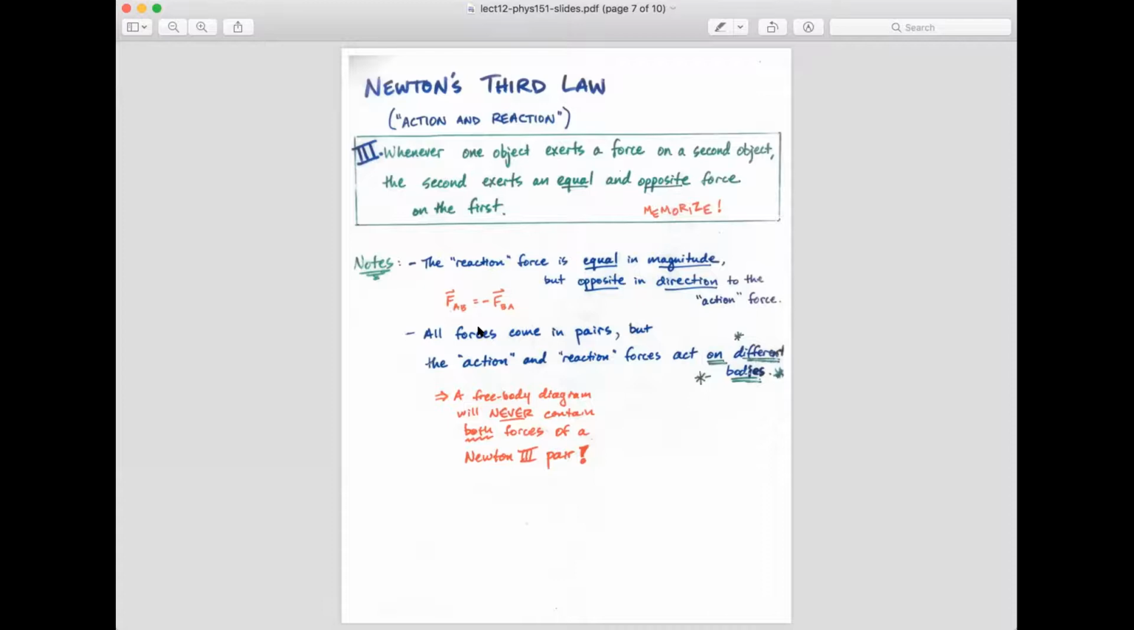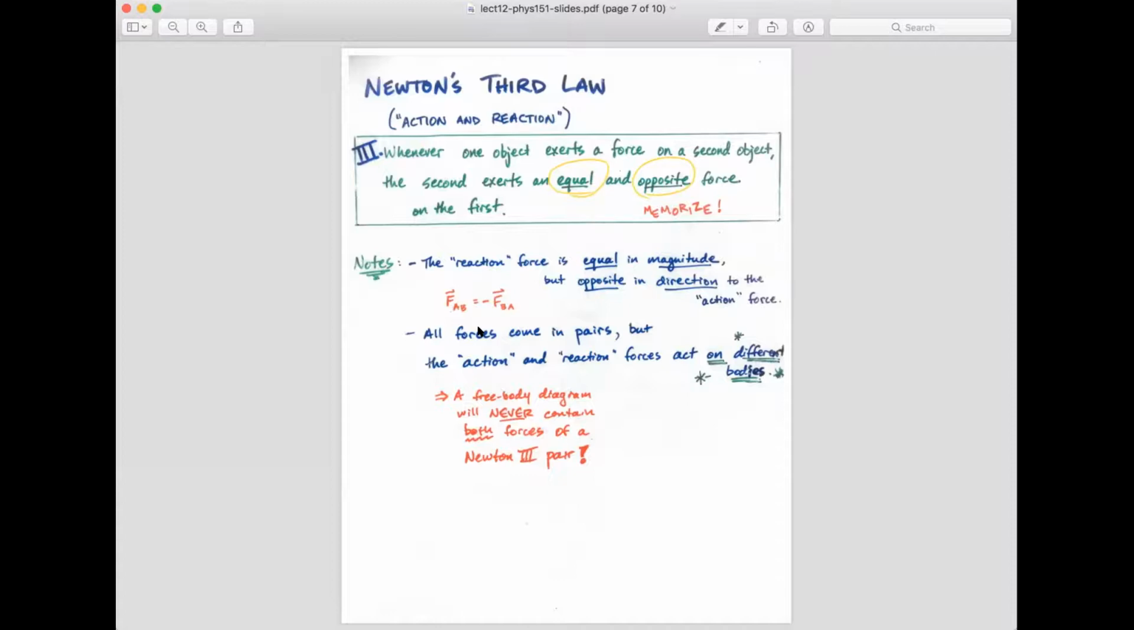This is often nicknamed the law of action and reaction. The way you've probably heard it in everyday speech is for every action, there's an equal and opposite reaction. Well, the word action doesn't have a very precise meaning in our physics class so far, so let's be a little more specific. Whenever one object exerts a force on a second object, then the second object must exert, simultaneously, an equal and opposite force back on the first object.